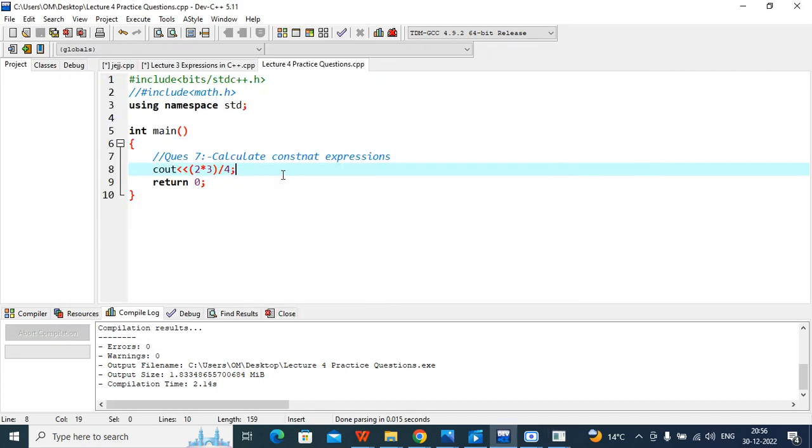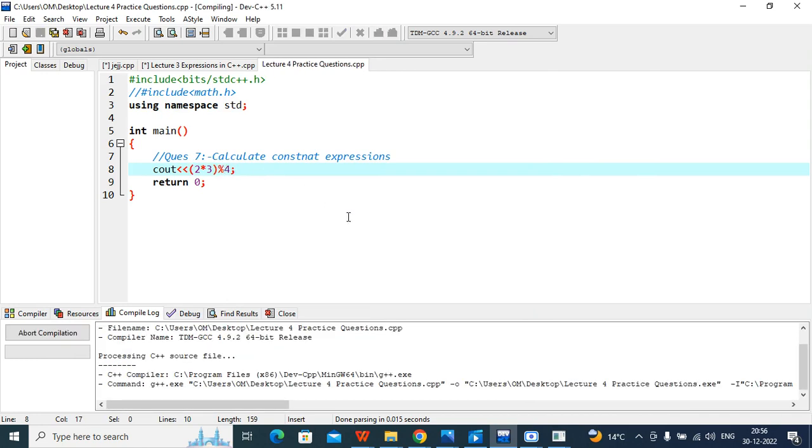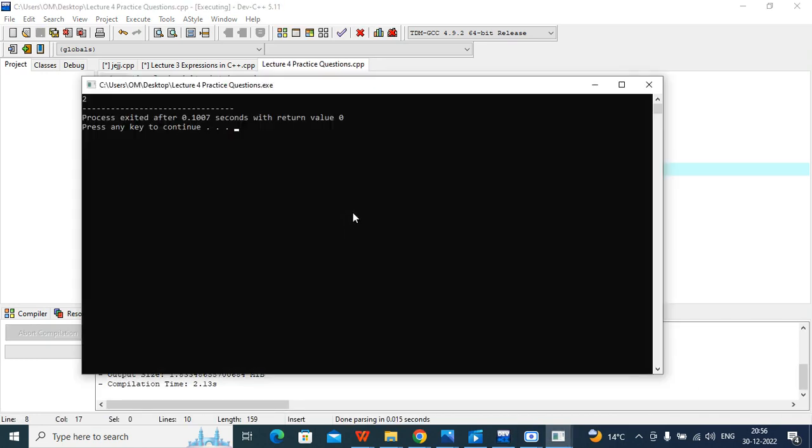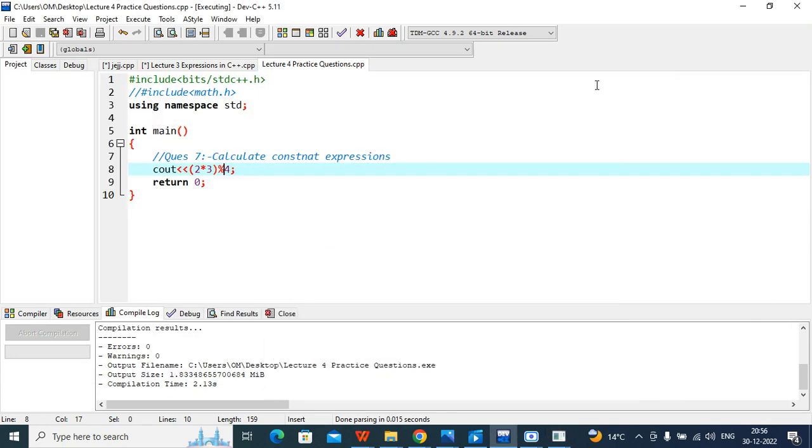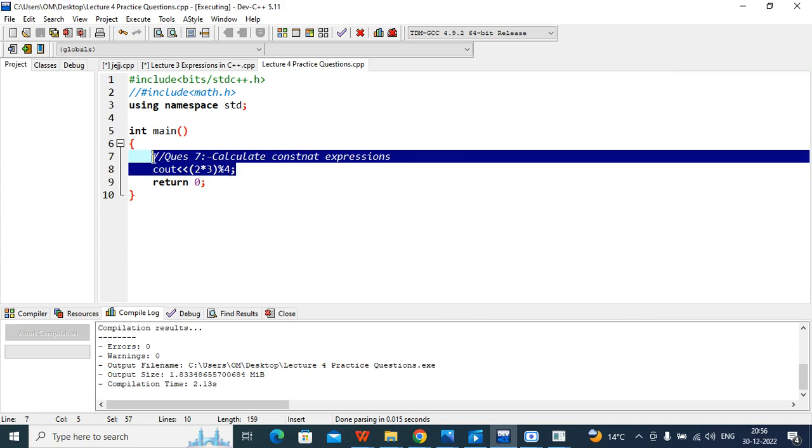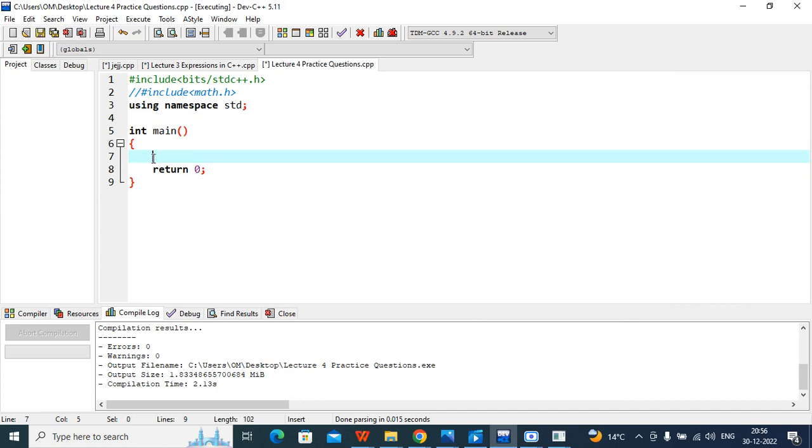Okay, it is giving you 1. And if I do a modulo, it will give you 2 because the remainder is 2. 6 modulo 4 is 2, and 6 divided by 4 is 1, with 4 going in once and 2 remainder left, right? This is a simple question that I wanted to tell you. You can try other constant expressions as well, complex expressions as well.